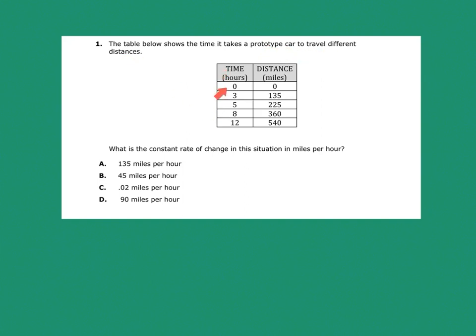So we have hours 0, 3, 5, 8, and 12, and the distances: in 3 hours it goes 135 miles, in 5 hours 225 miles, 8 hours 360 miles, 12 hours 540 miles. It wants to know what is the constant rate of change in the situation in miles per hour. So the first thing to know is that it is asking for the constant rate of change.